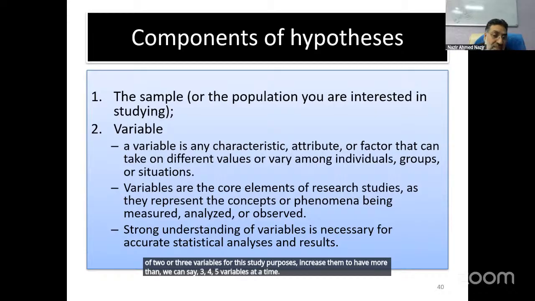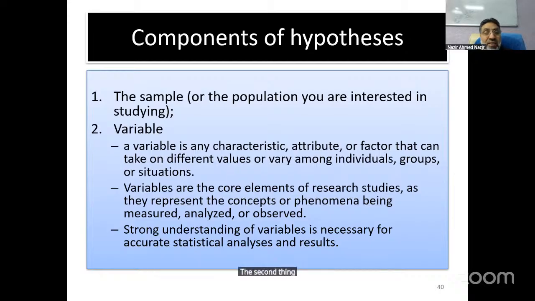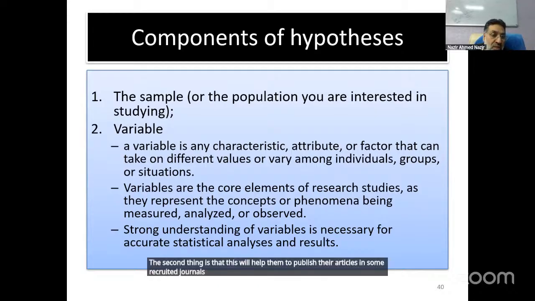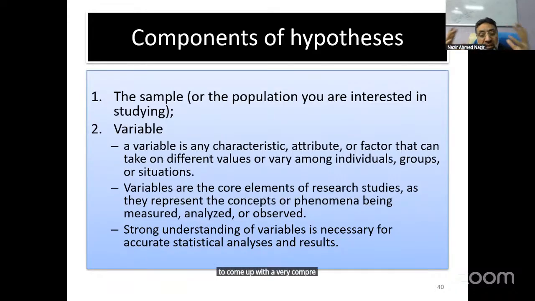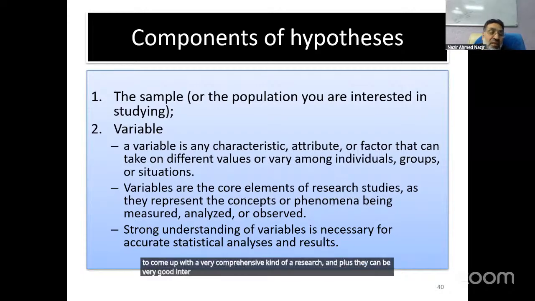One is the facilities that we all acknowledge. The second thing is that this will help them to publish their articles in some reputed journals, because if they have already got the data for 5, 6 variables, it won't be that difficult for them, number one, to come up with a very comprehensive kind of research, and plus they can make very good interpretations of that if they have got more than 3, 4, 5 variables at a stretch that they've used for the research purposes.